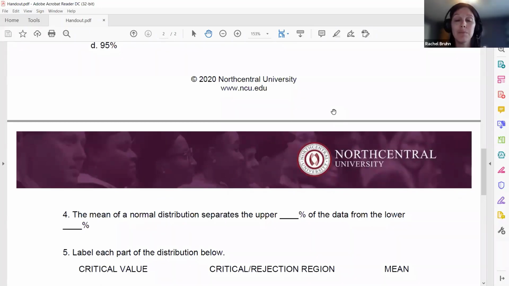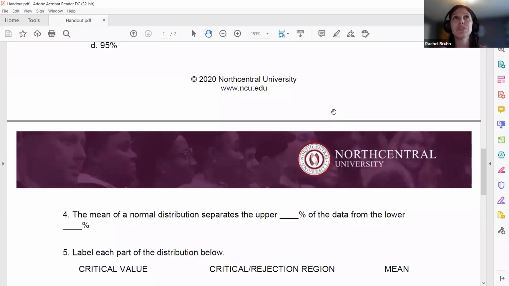Yes and no. The smaller your alpha, the harder it's going to be for you to find significance. So usually 0.05 is kind of like the maximum that we'll allow in statistical tests. Your p-value could absolutely be way smaller than that.